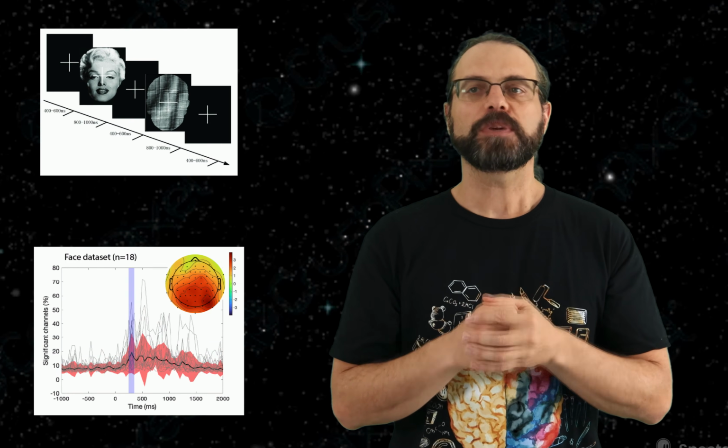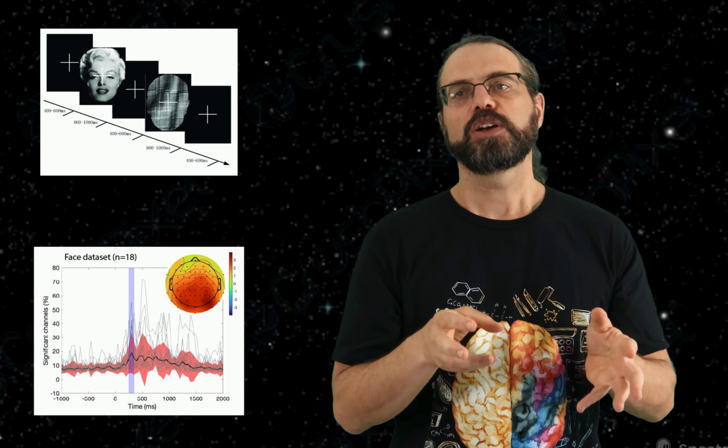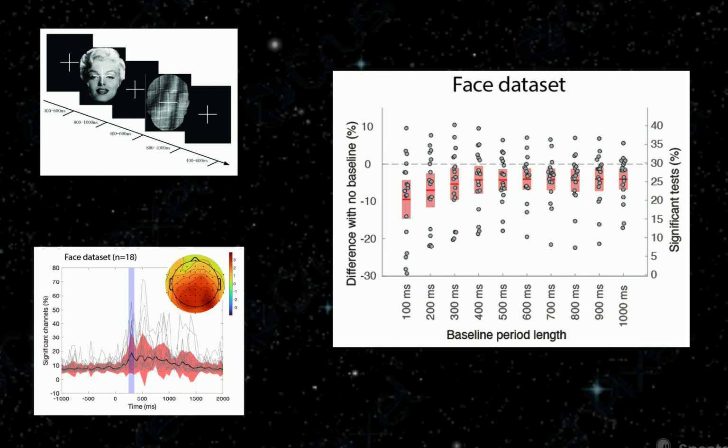We have also tried this method in two other experiments. This is a popular face categorization dataset available online. In this one, we compared familiar faces versus scrambled faces as shown here. The maximum number of significant channels was in the 250 to 350 millisecond time range. We found that, as for the first experiment, all baseline subtraction performed worse than not applying a baseline.